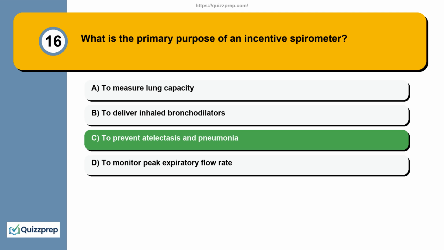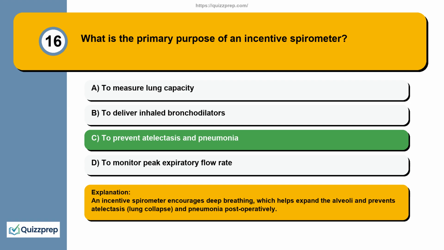The correct answer is option C. To prevent atelectasis and pneumonia. Explanation. An incentive spirometer encourages deep breathing, which helps expand the alveoli and prevents atelectasis, lung collapse, and pneumonia postoperatively.